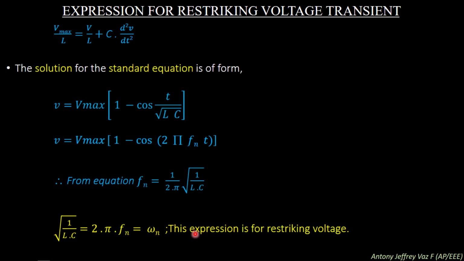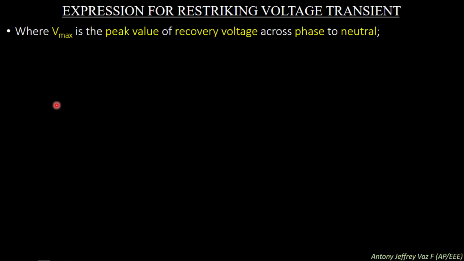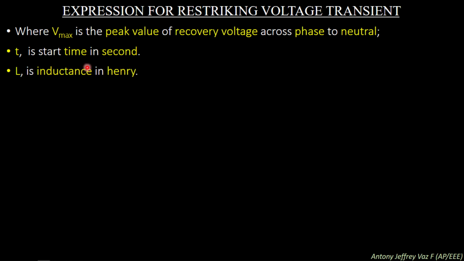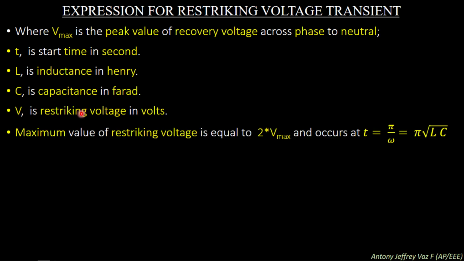This expression is for restriking voltage, where Vmax is the peak value of recovery voltage across phase to neutral, t is the time in seconds, L is the inductance in Henry, C is the capacitance in Farad, and V is the restriking voltage in volts. The maximum value of restriking voltage is equal to 2 Vmax, and it occurs at a time interval t equal to pi by omega, where omega equals 2 pi f, and we can simplify this into pi into square root of LC, where L is the inductance of the complete power system and C is the capacitance present in the power system.